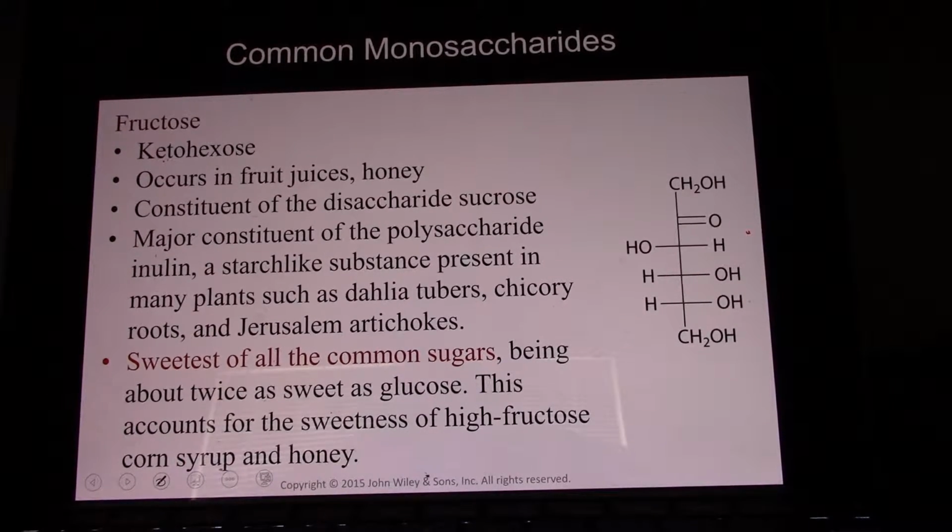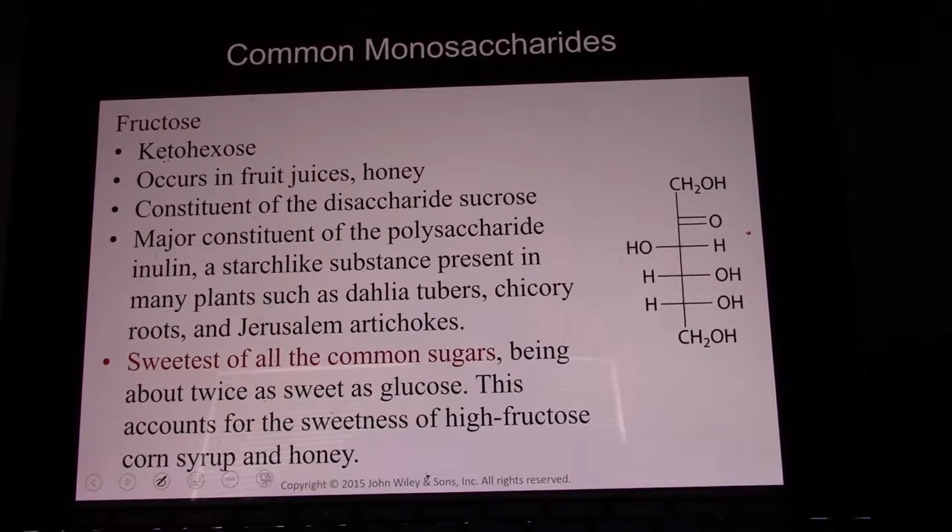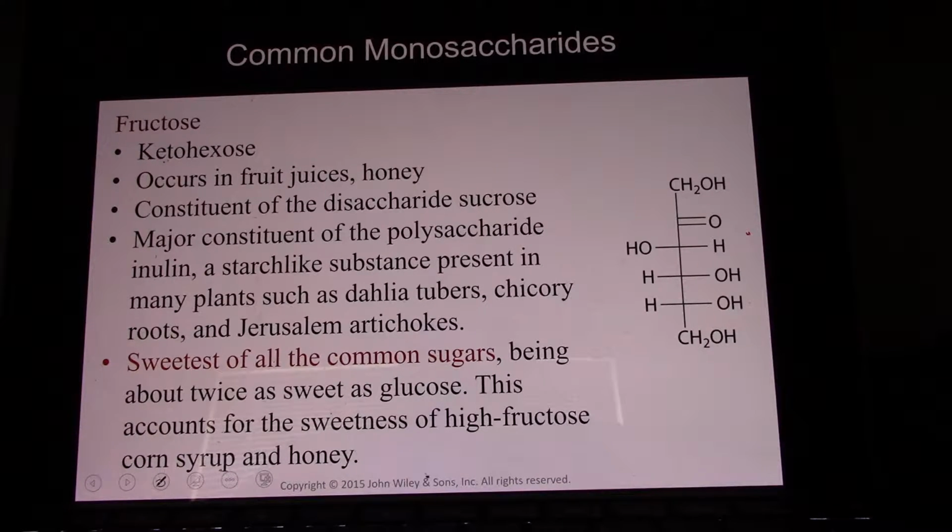It occurs in fruit juices and honey and is a constituent of the disaccharide sucrose. It is a major constituent of the polysaccharide inulin, a starch-like substance present in many plants such as dahlia tubers, chicory roots, and Jerusalem artichokes. It is the sweetest of all the common sugars, being actually twice as sweet as glucose gram per gram.